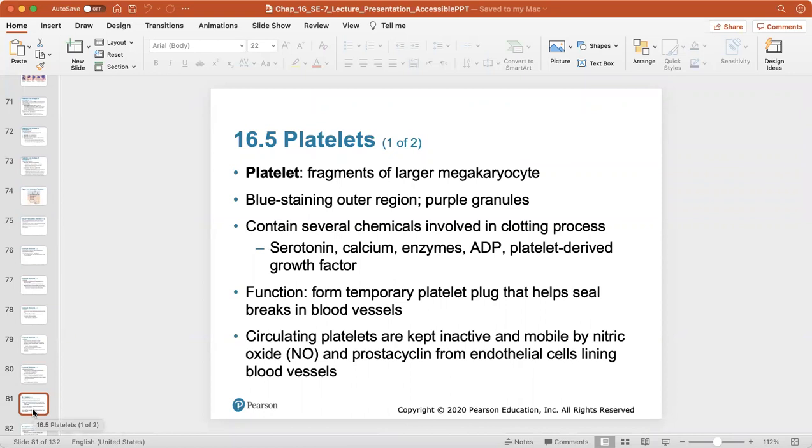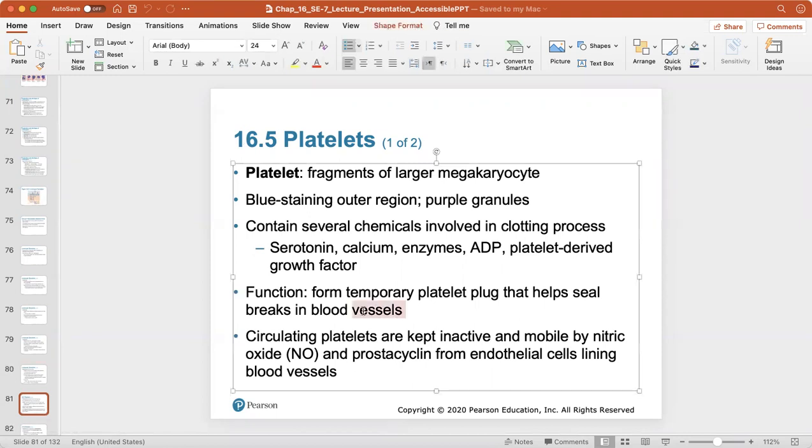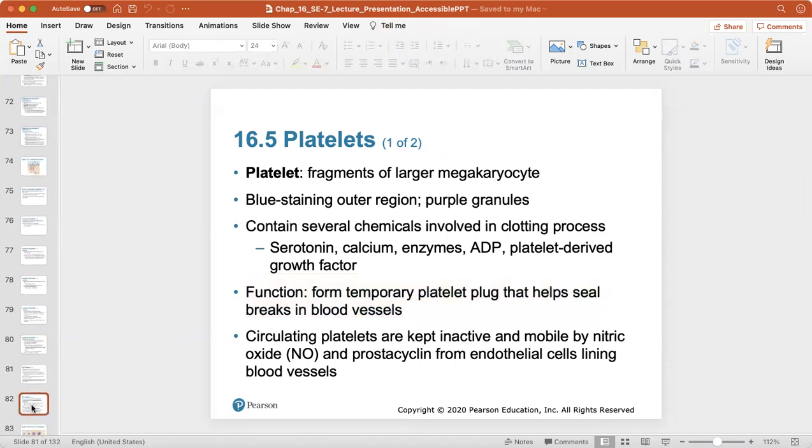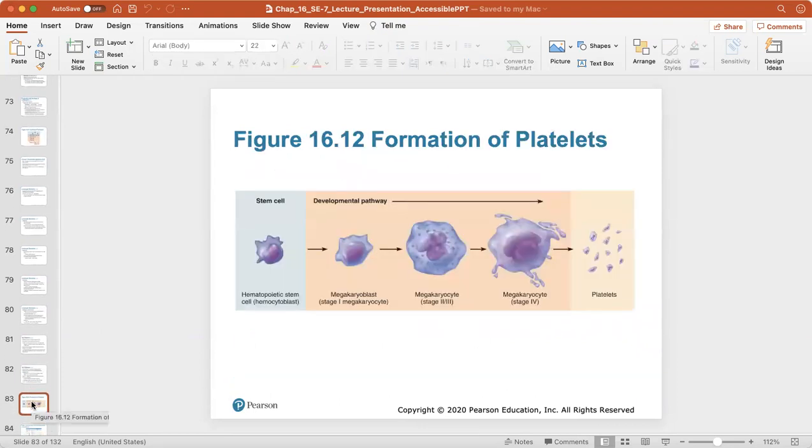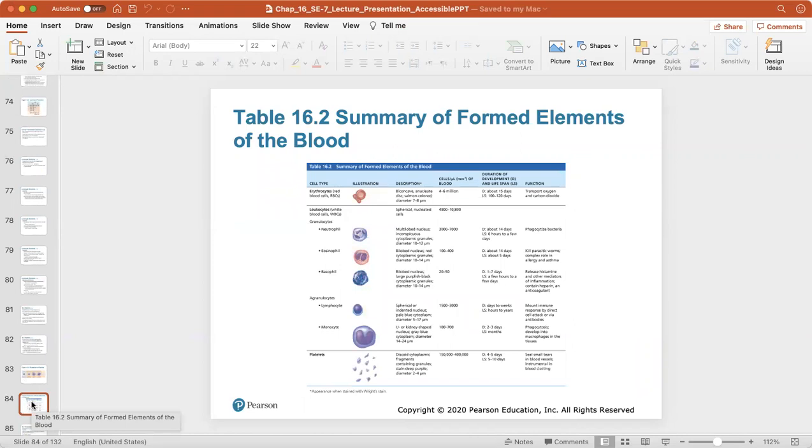The platelets are fragments of larger megakaryocytes, and their function is to form a temporary platelet plug that helps to seal breaks in blood vessels. Circulating platelets are kept inactive and mobile by nitric oxide. So you should know what platelets are and why they are important. Platelet formation is regulated by a hormone called thrombopoietin. You don't necessarily need to know the formation of platelets, but you should know why they are important. They help to form blood clots.